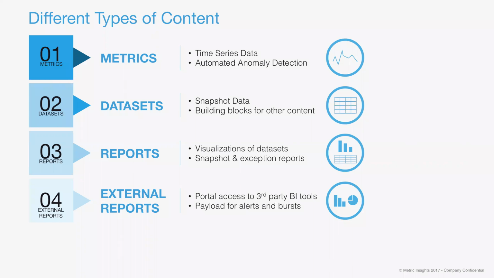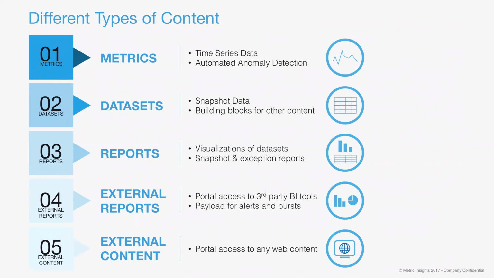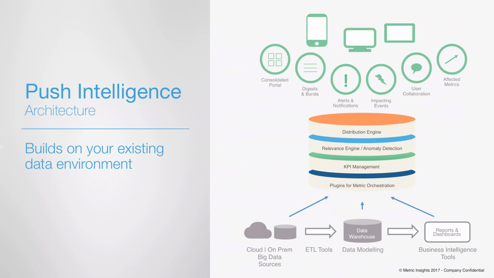The fourth is what we call external reports. This is where we can connect to other third-party tools to provide access to your existing reports and dashboards, so that, again, users have one place to access them. And the fifth is the concept of external content. This is basically being able to give portal access to any web-based content that you might have, anything accessible via URL. So it's a lot to take in, but this morning we're going to go through those 5 types of content and show you what they're all about and how you create them.